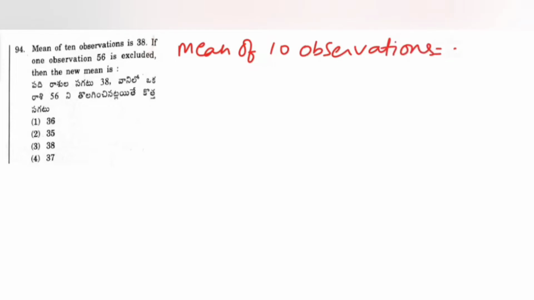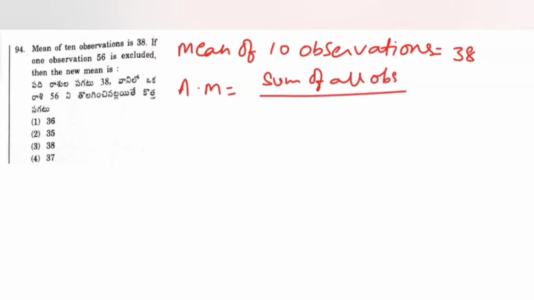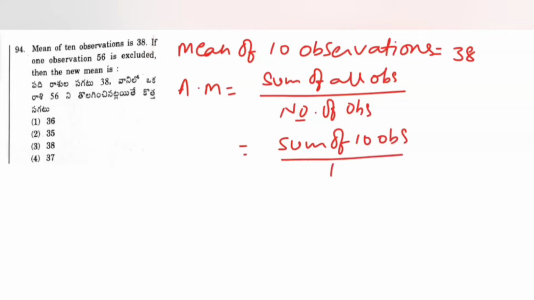is equal to 38. What is the formula for mean? Arithmetic mean is given by sum of all observations by number of observations. So here in this case, sum of 10 observations by number of observations, which is 10. That answer is, mean is 38 given. So you can find now the sum of 10 observations.